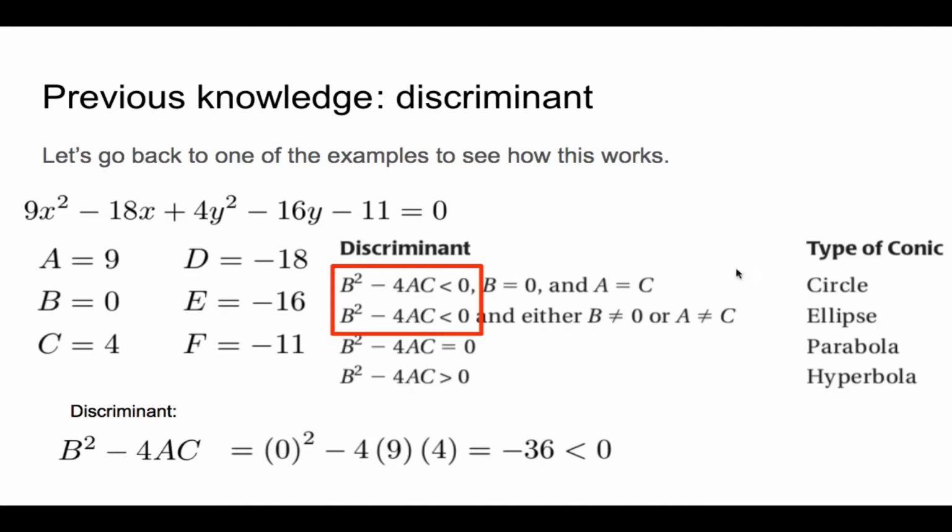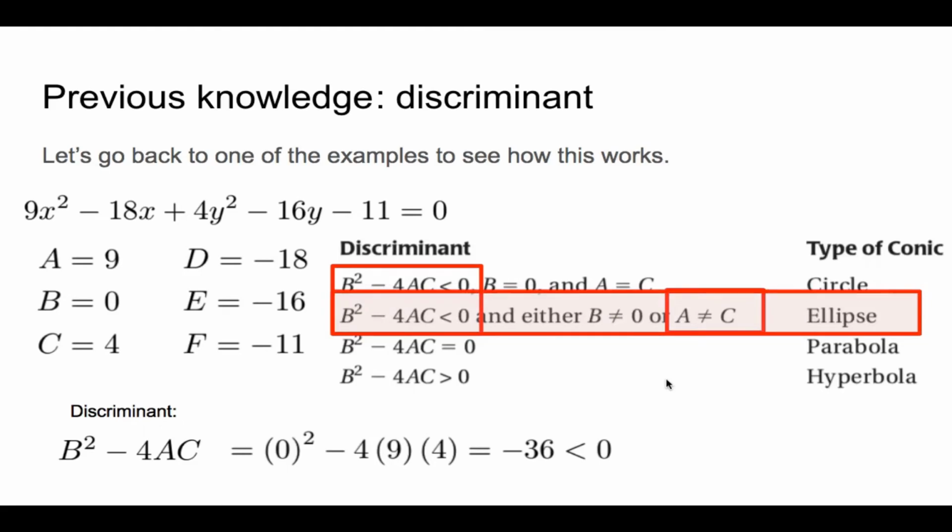So far, we know that it might be a circle or an ellipse. But let's check something else. The A and the C coefficients are different, so the only option is that this is an ellipse. See? Just that easy.